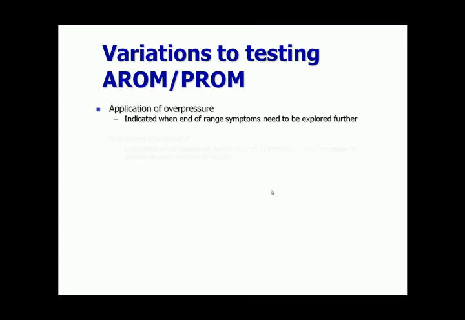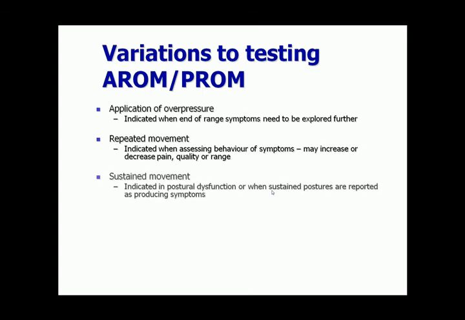There are several variations to be considered to the testing of active and passive range of motion, and these may be used when you are searching for symptoms. For example, if pain doesn't come on readily after an active or passive range of movement, you may have to introduce certain other movements in order to bring on the symptoms. For example, application of overpressure may be used. This may be used when end of range symptoms need to be explored further.